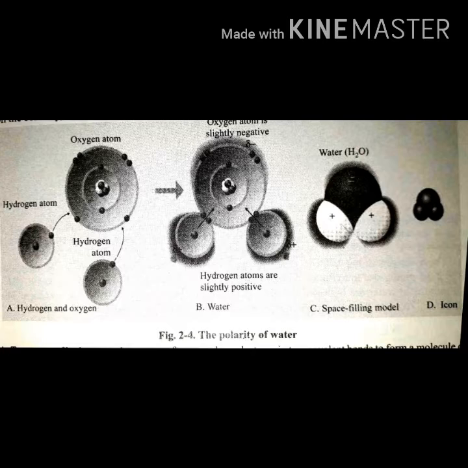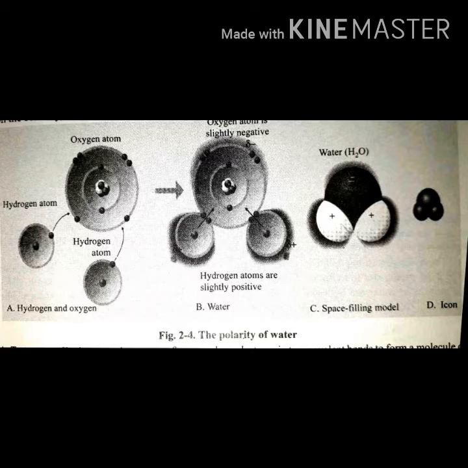Now in figure B, in the polarity of water diagram, when two hydrogen atoms combine with the oxygen atom, the hydrogen atoms are slightly positive in nature, and they make bonds with the oxygen atom, which is slightly negative. So it is represented in a space filling model to understand the exact bonding pattern.